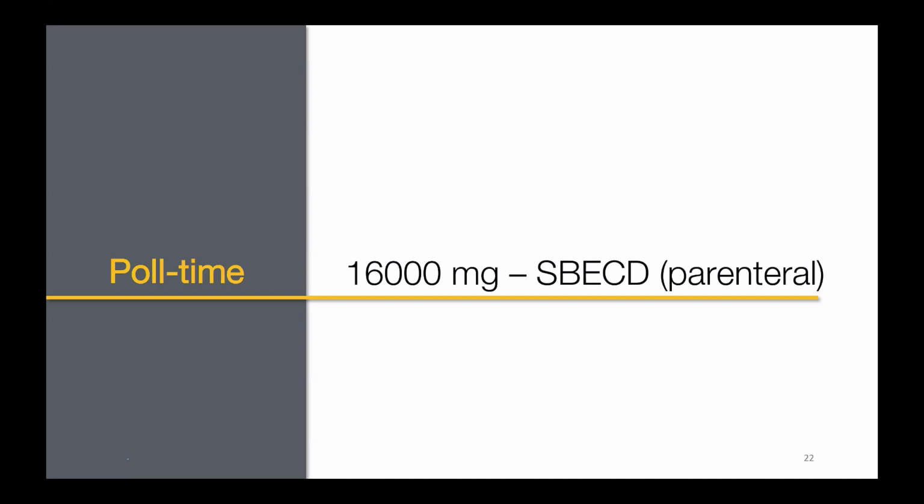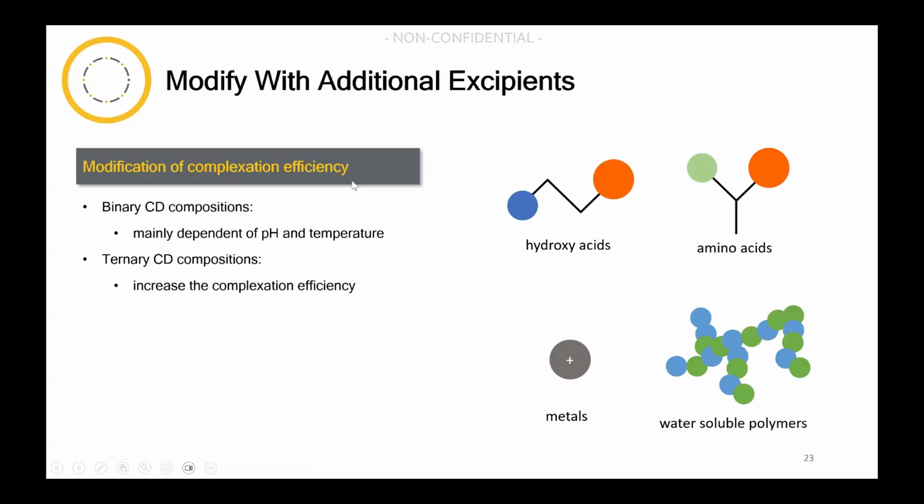so it's 16 grams and it is used in a parenteral formulation. Sulfobutyl ether cyclodextrin can be dissolved in a 40% range. So this 16 grams can be administered by this product. My slide is okay.